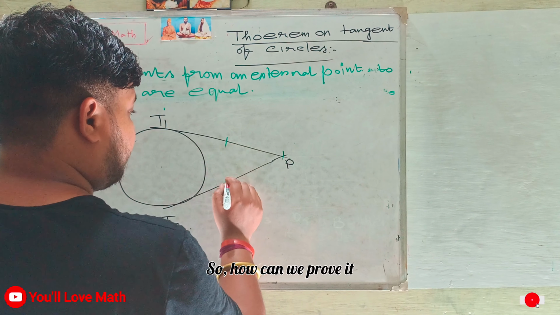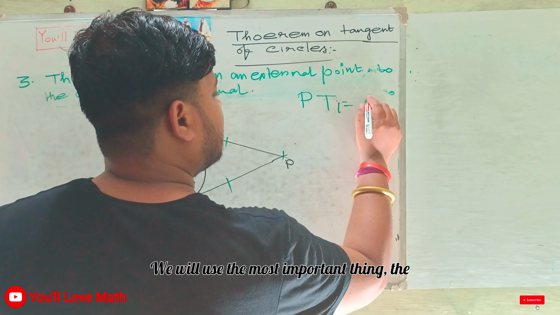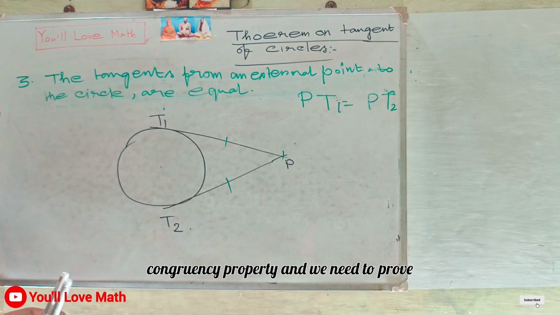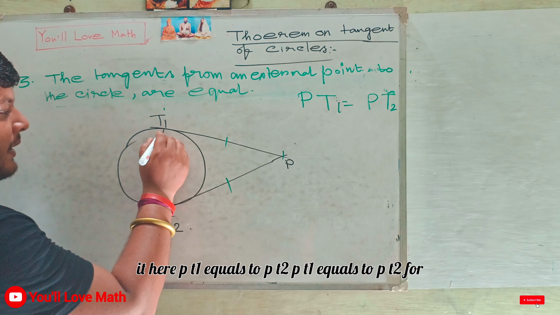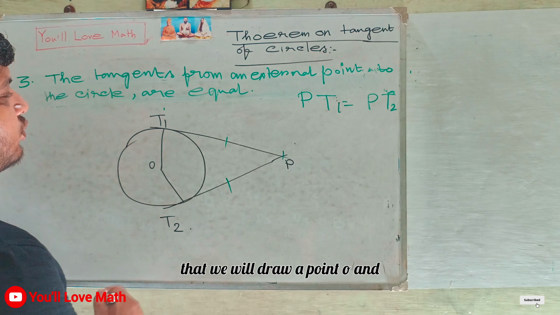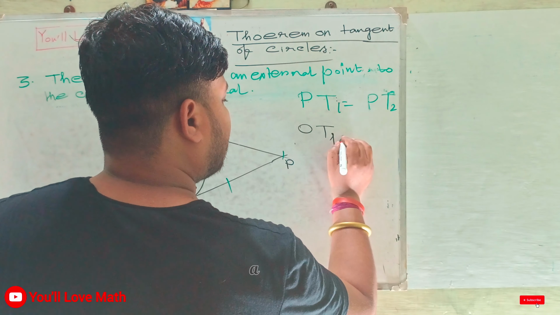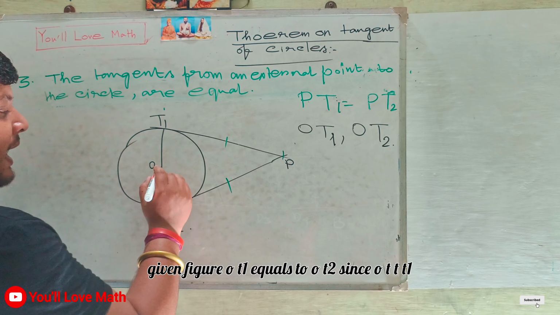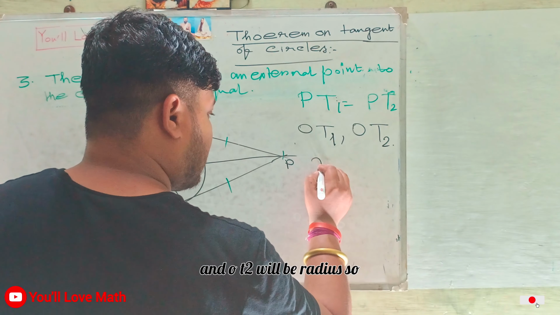So how can we prove it? Can anyone guess? We will use the most important thing, the congruency property, and we need to prove here that PT1 equals PT2. For that we will draw a point O, and as per the given figure, OT1 equals OT2, since OT1 and OT2 are radii.